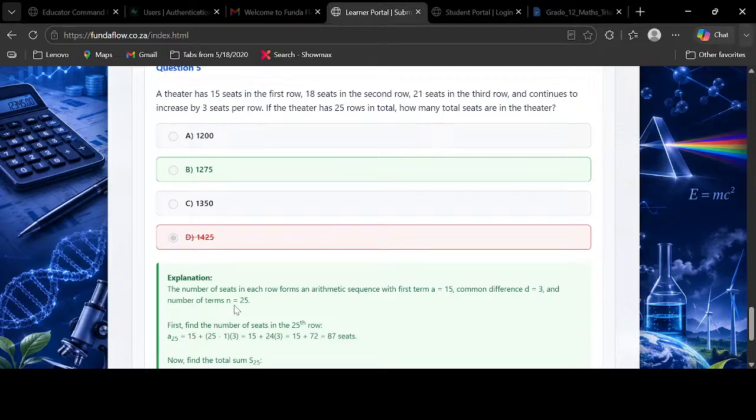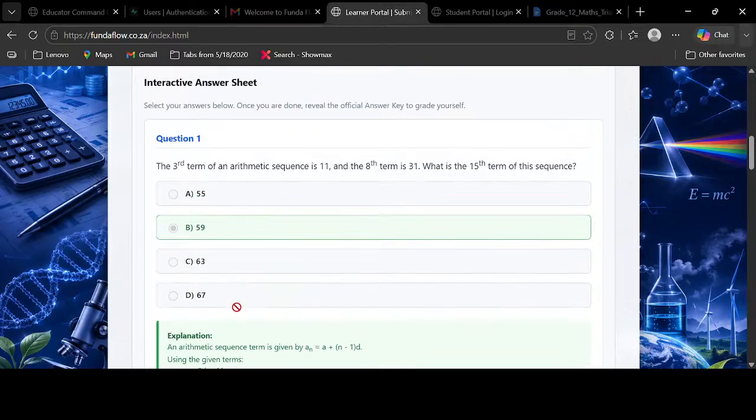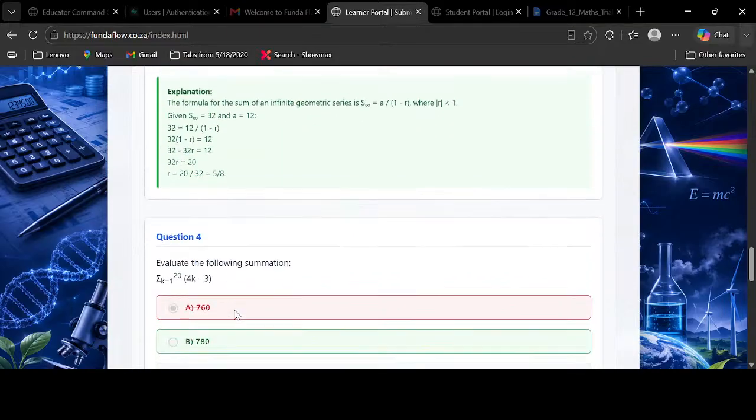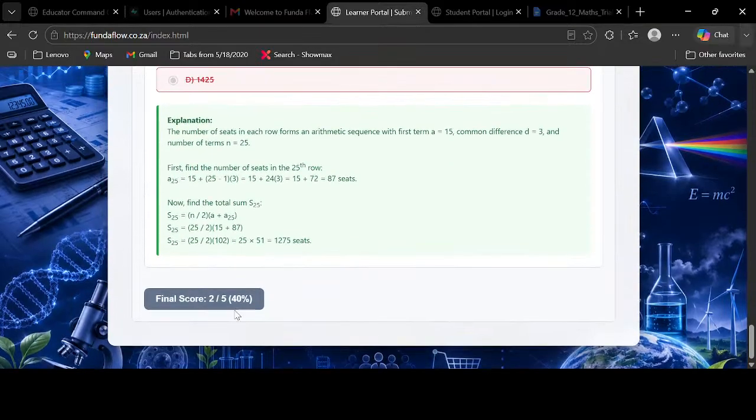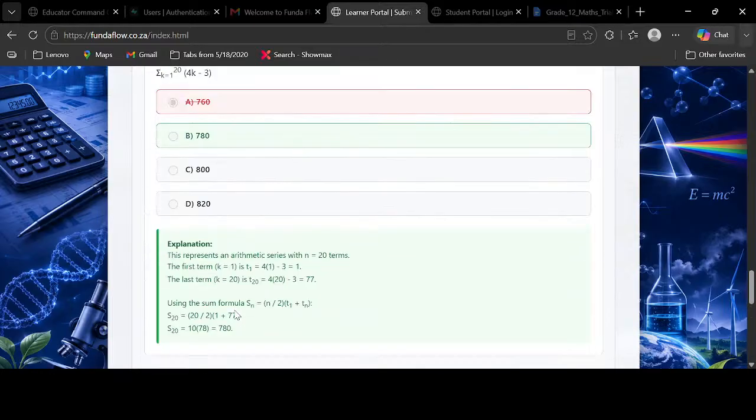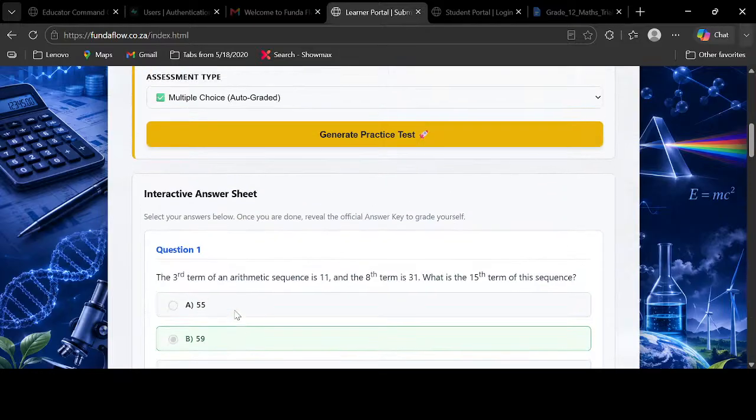Okay. Let's check the answer. Yeah, grandma would be wrong. You got how much? I got 2 out of 5. And then the first one is the one that we did today.